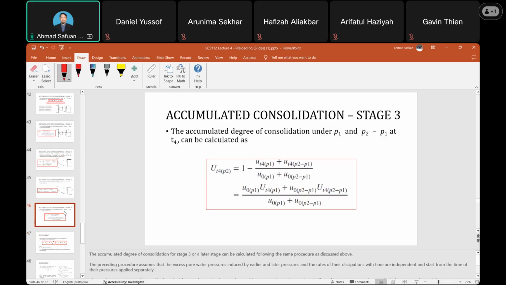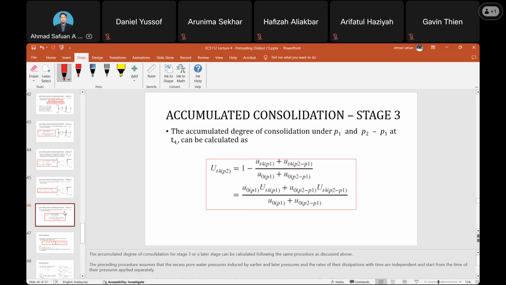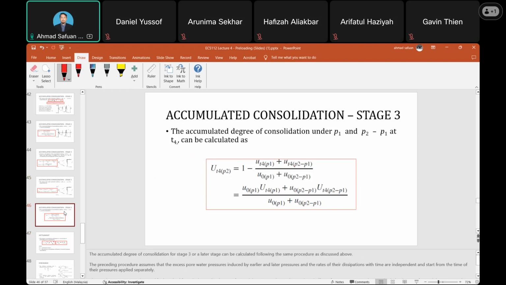If the accumulated degree of consolidation for stage 3 or a later stage can be calculated following the same procedure as discussed above. So then we need to get until T5 and T6. For this case, it looks like the author only completed at T4. So this is the accumulated degree of consolidation for UT4, T2.